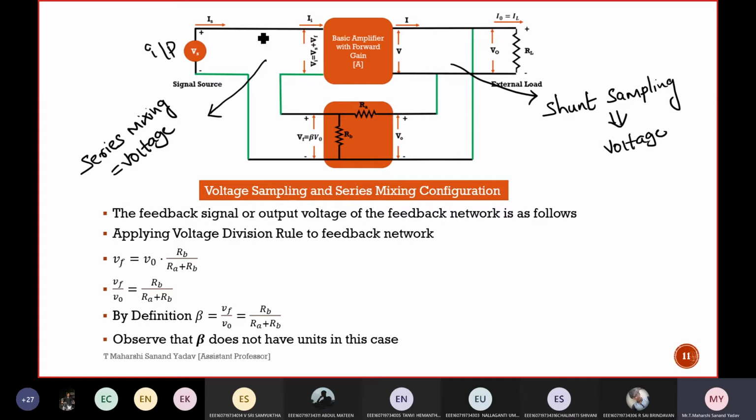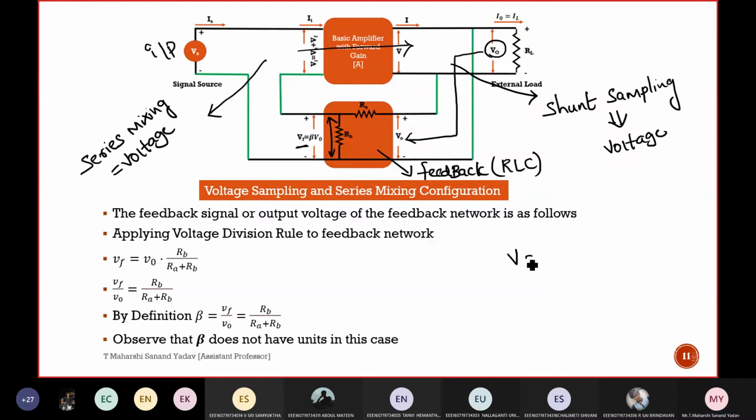So I've given some input and it has passed through the basic amplifier so that I got some output V out. And from this V out, again, I'm giving this as input to the network. What kind of network is this? Feedback. This is the feedback network, which is made of passive elements like RLC. For understanding, I've taken only a resistive network. Now, suppose I want to calculate this VF, the voltage across this resistor. Which rule will you apply? Voltage division or current division? Voltage division rule.